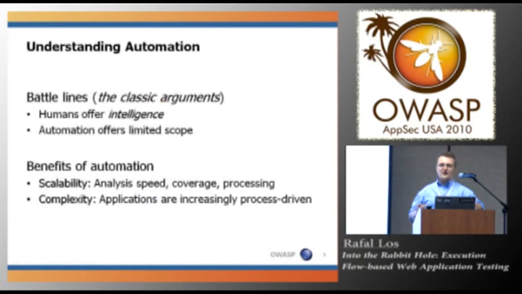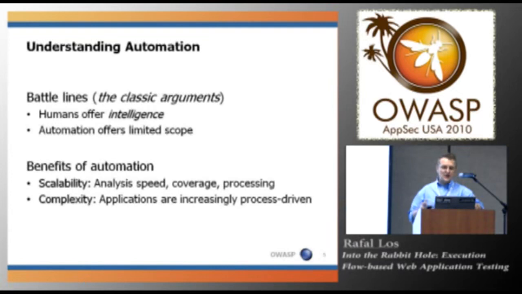But let's understand automation and give me a platform from which to speak, so you all know where I'm coming from. I think the basic battle lines and the classic arguments come from humans offering intelligence, right? Humans offer intelligence, computers aren't going to be able to. At the end of the day, when you buy a piece of automation, a tool, what it's going to do for you is what somebody's programmed it to do.